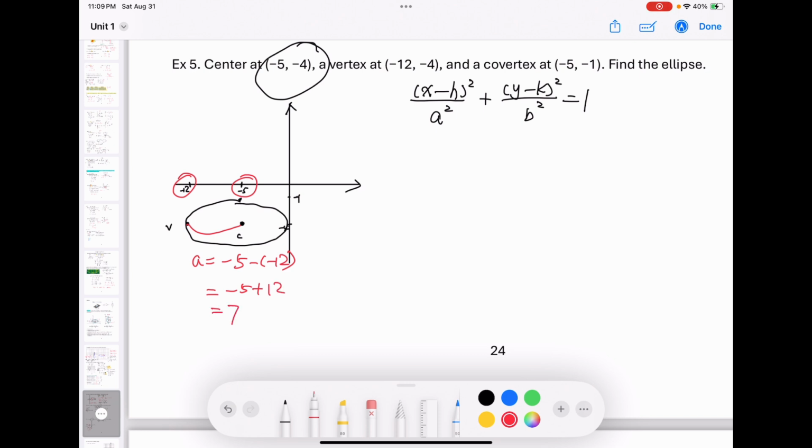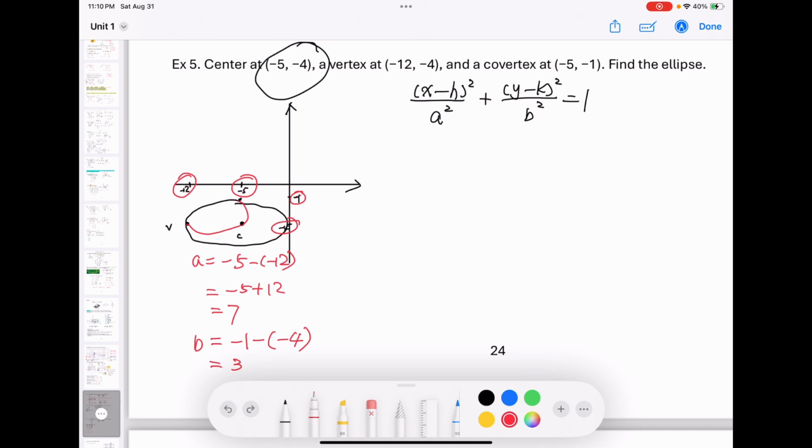And what is the b? B is the distance from the center to the co-vertex. So we count negative 1 and negative 4. So b is equal to the big number, negative 1, minus negative 4. The difference is negative 1 plus 4, which is positive 3. So b is positive 3. Some of you say, I can tell from the image, you don't have to do the subtraction. Yes, it's up to you. You can tell that from negative 4 to negative 1 the distance is 3.